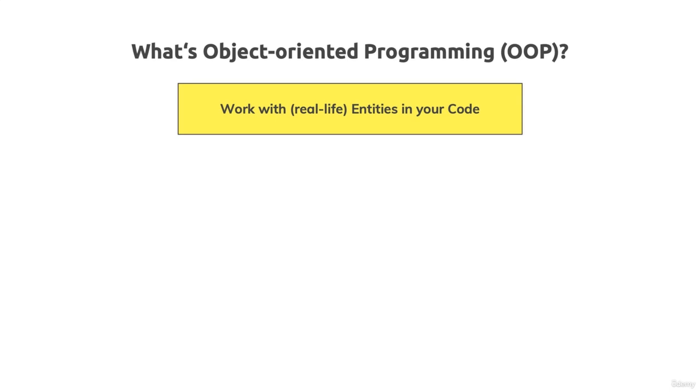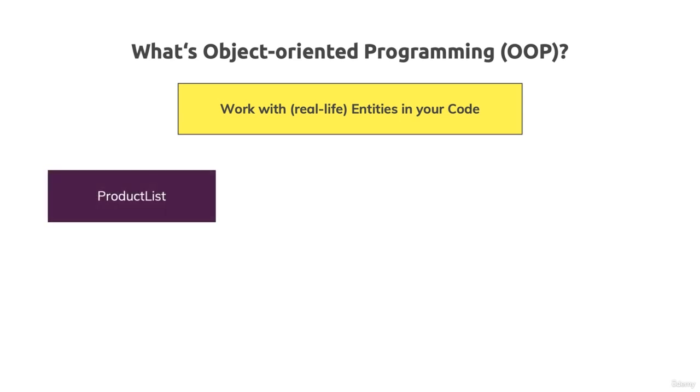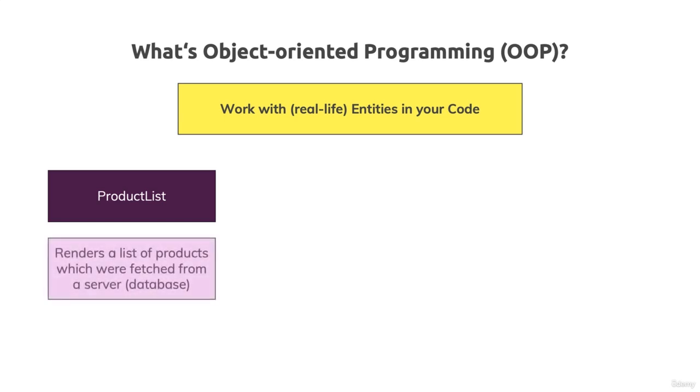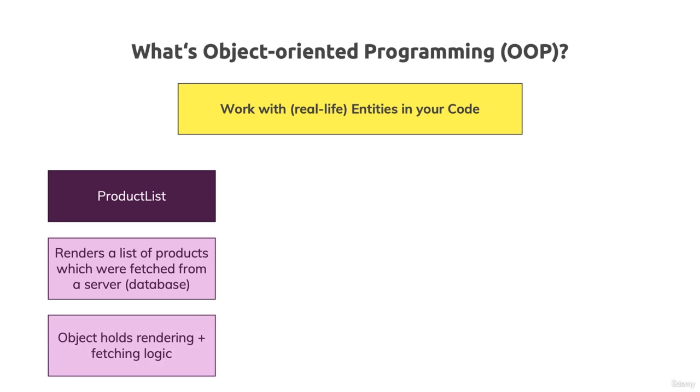For example, we might be building an online shop and there we might have a product list. We might want to work with a product list object, therefore, which has everything we need to manage a product list. A method to add products, to delete products, the list itself. So, for example, this might be an object that is responsible for rendering a list of products and for managing it, which were fetched from a server, so from a database. So this product list holds all the rendering and fetching and management logic. Now, that's a product list.